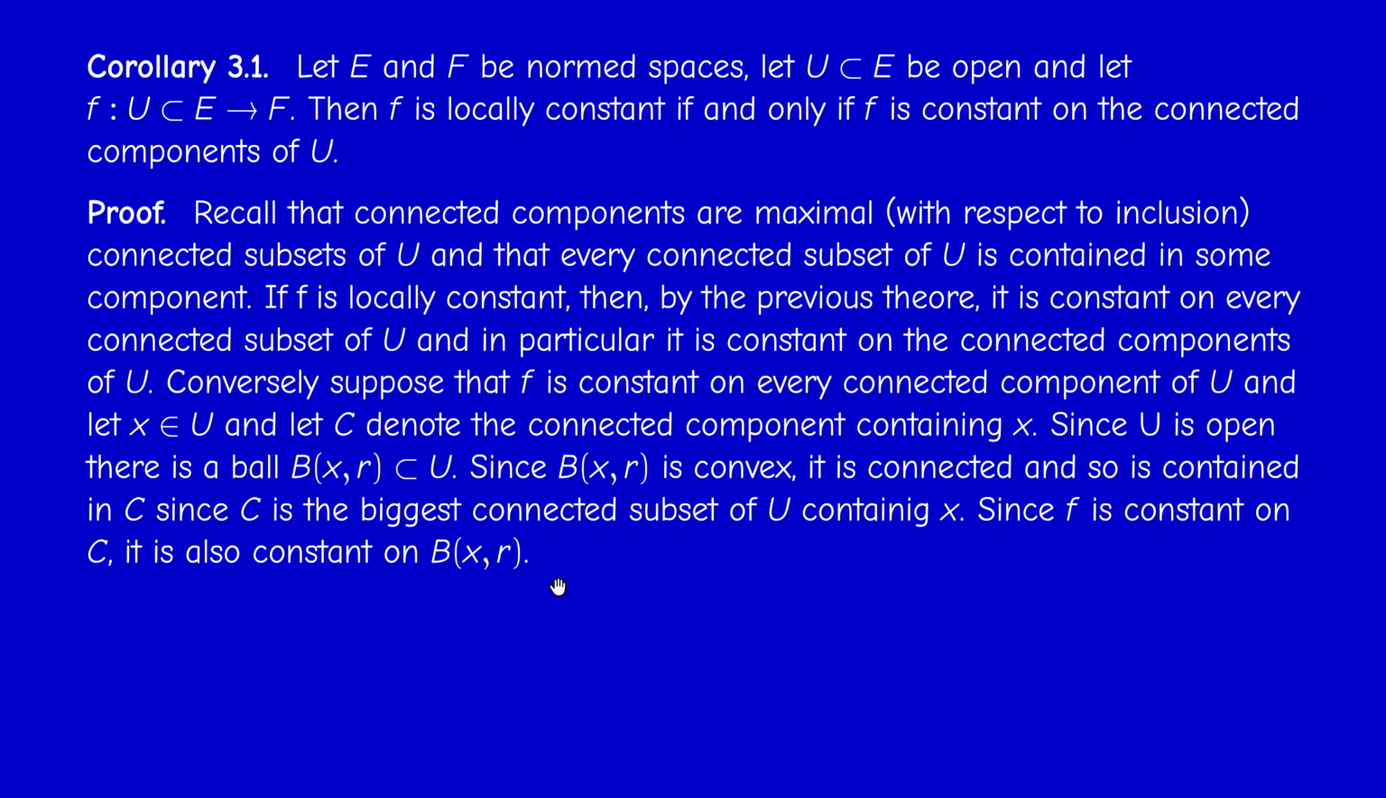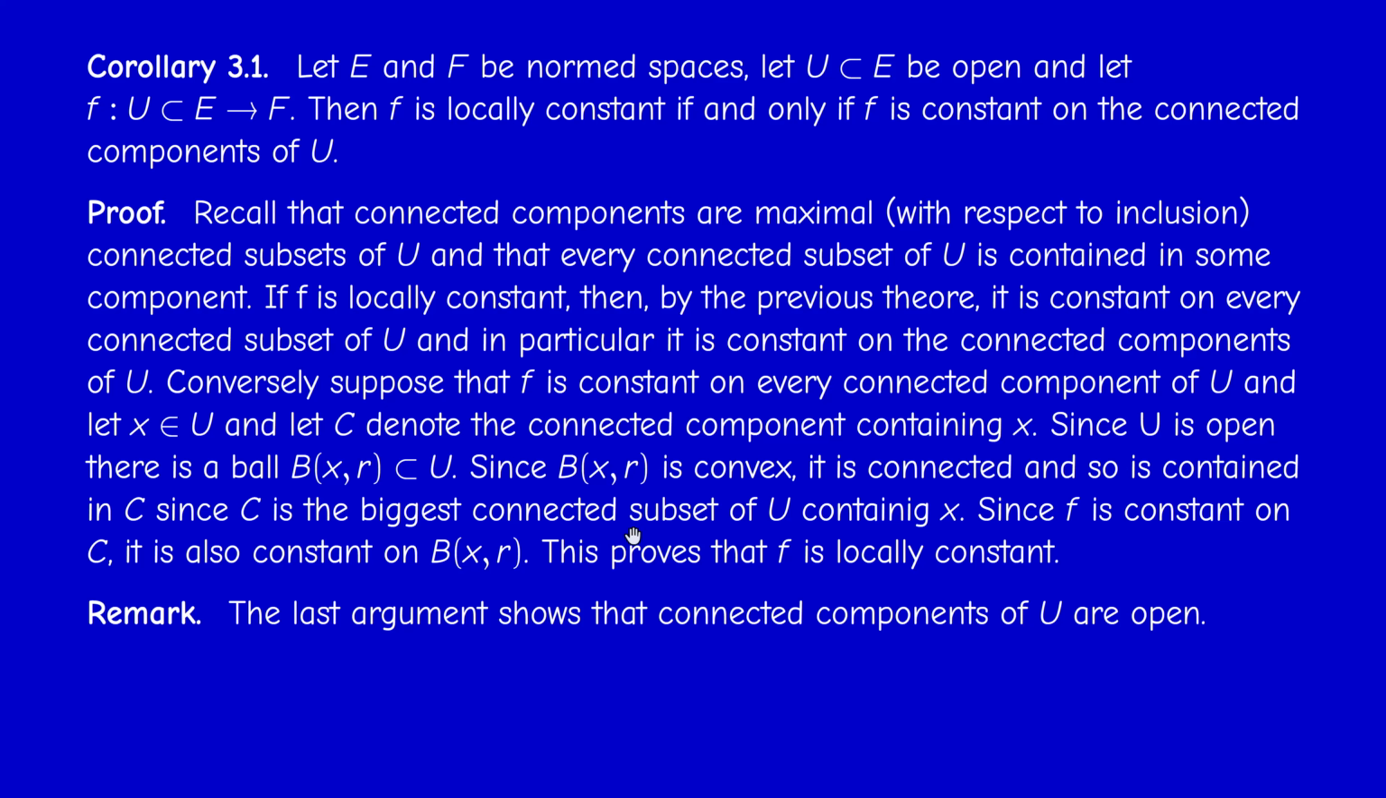Now, since F is constant on C, because by assumption F is constant on every component, then F is constant on the ball. Therefore, since x was arbitrary, F is locally constant. So this concludes the reverse implication. Now, the last argument here shows actually that the connected components of U are open, because we can find a ball contained in them.